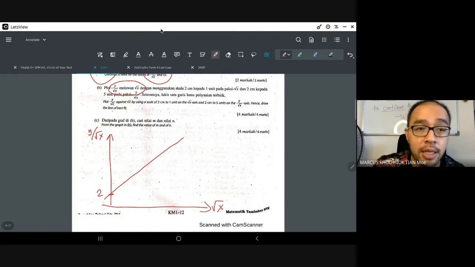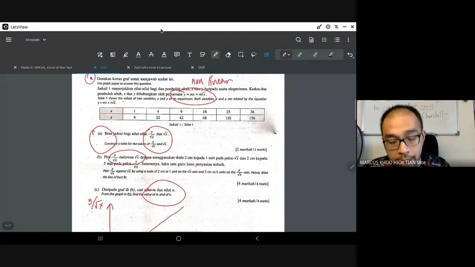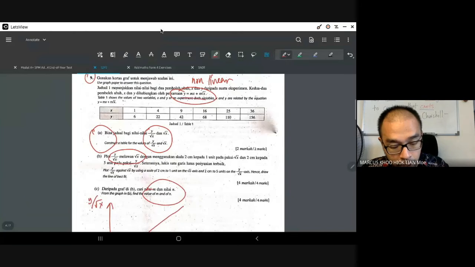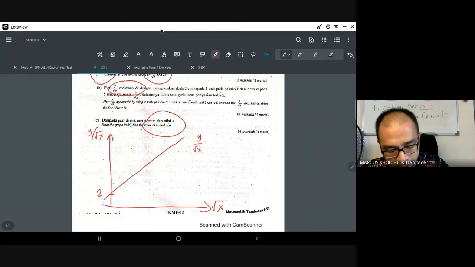Okay, so try this and see if you get this. And then of course, they will always ask you to find the value of m and n. Dan ini yang menjadi masalah. Okay, sebab ini adalah y. Tapi kita punya paksi adalah y over square root x melawan x. Okay, so it should be y over square root x equals to gradient square root x plus y-intercept.